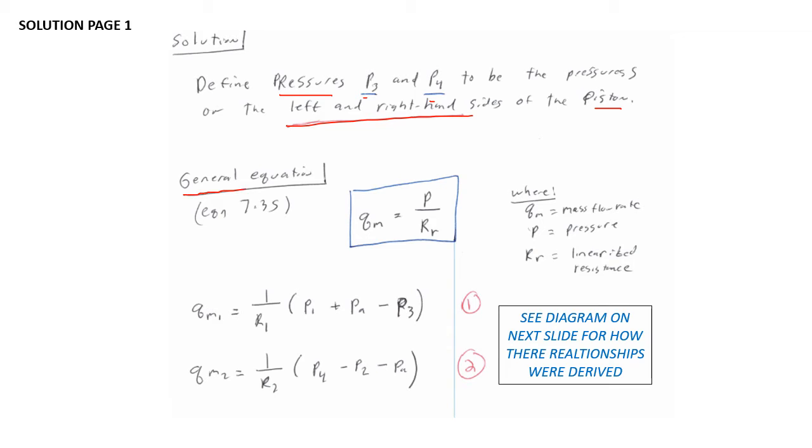For our general equation to start the solution, I'm going to reference equation 7.35 from our text, that Q sub m is equal to P over R sub R, where Q sub m is our mass flow rate, P is our pressure, and R sub R is our linearized resistance. From that, we can take this relationship and create equations 1 and 2 by looking at our initial given diagram on the next slide. I'll reference back to that in order to see where our pressures lie relative to our resistances to figure out our mass flow rate equations.